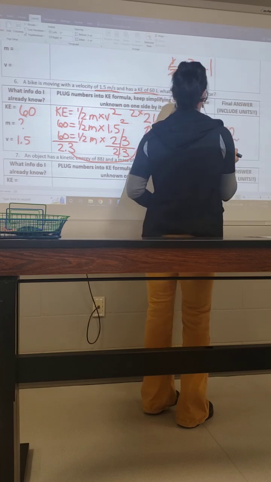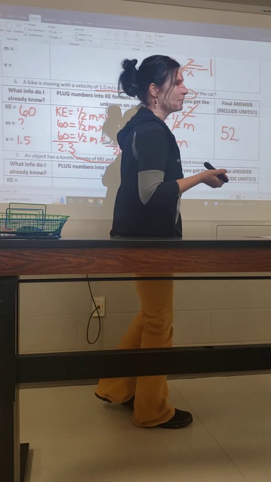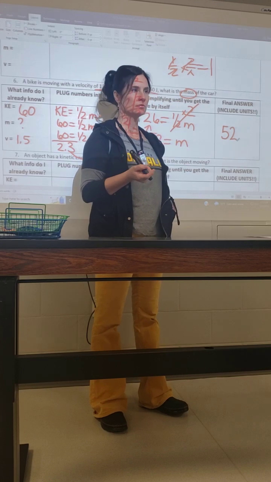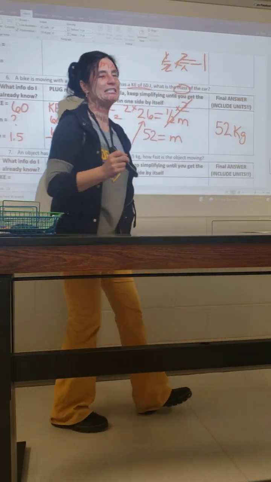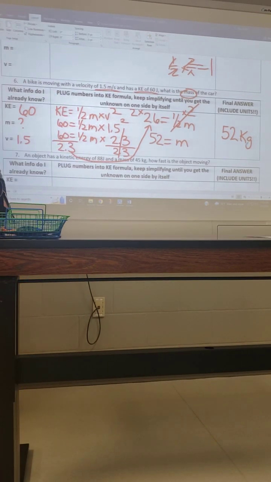52, and what are the units going to be for mass? Good. So again, save getting rid of the half and getting rid of the square to the very last step. If you try to get rid of it earlier, it can work, but it's actually more work involved. It makes it more confusing.